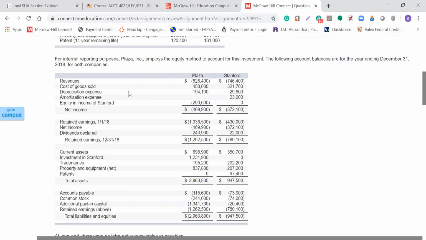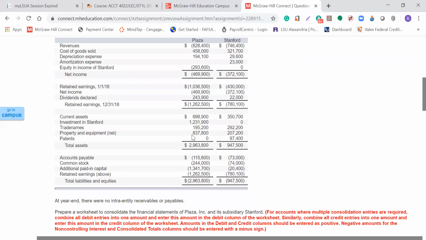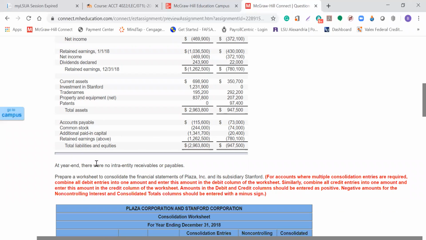You have your revenues, cost of goods sold, amortization expense, and equity in Standard to give you the net incomes. Then you have your retained earnings, net income, and dividends declared as of 12/31/18. Your current assets, which includes the investment in Standard, trade names, property, equipment, patents, to get your total assets. And then your accounts payable, common stock, and additional paid-in capital, as well as retained earnings to get your total liabilities and equities. At year end, there were no inter-entity receivables or payables, so it tells you don't have to worry about the IMP.